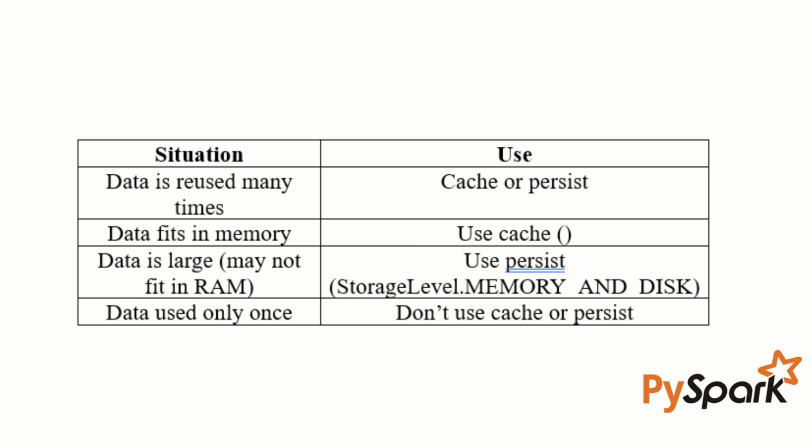Actually, cache or persist comes in those scenarios when you are reusing things again and again, or when we have a very bulk load available. But if the data is only used once, we don't have much dependency, or we don't have much work or many transformations, right? Then you don't go for it, right?